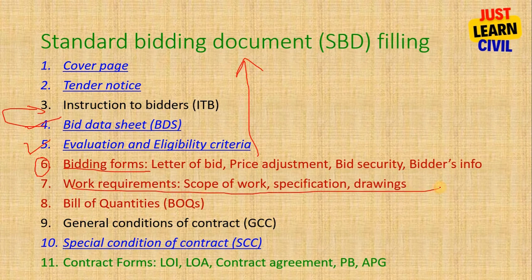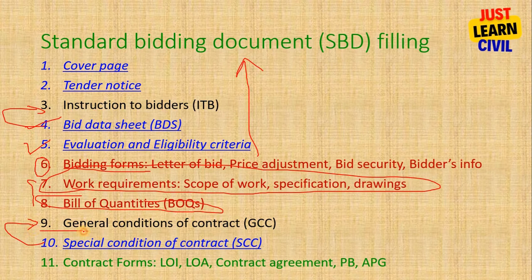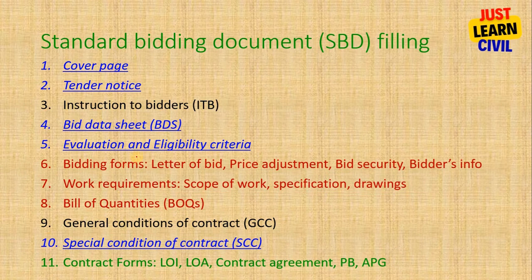Now work requirement, we will put the work requirement, and bill of quantities also will be put by us. Now general conditions of contract, special conditions of contract, this will be filled according to the clause of GCC. Finally we will have contract forms. After tender is complete, we will go to the contract process, and this is the contract forms where it will be applicable. It includes letter of intent, letter of acceptance, contract agreement, performance bond, APG means advance payment guarantee. Similarly, bidding form includes letter of bid, price adjustment table, bidders information, JV, bid security, etc.